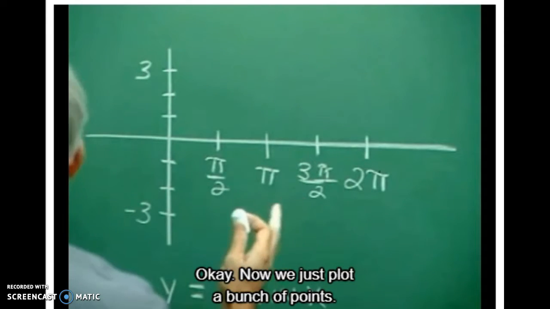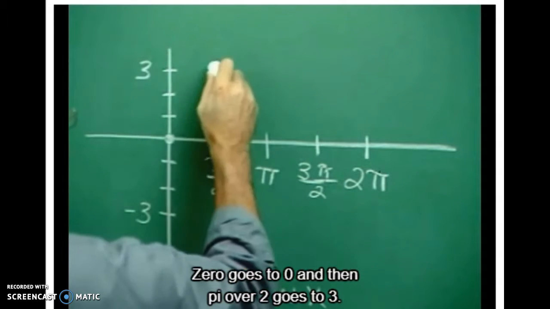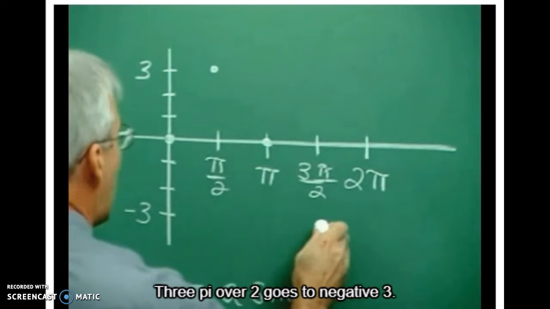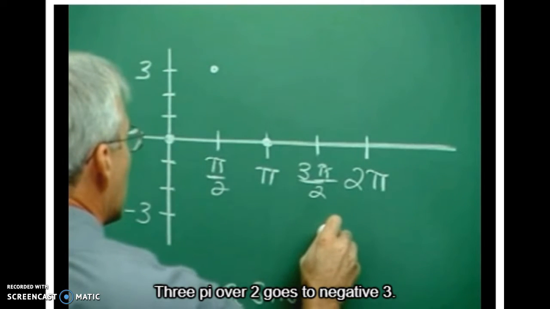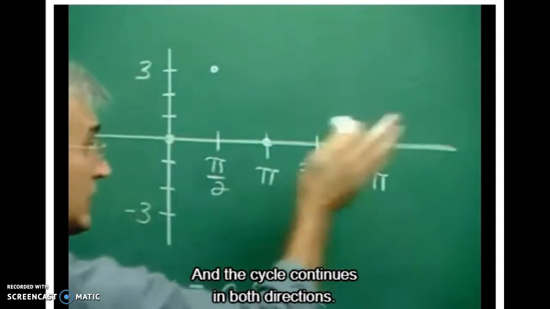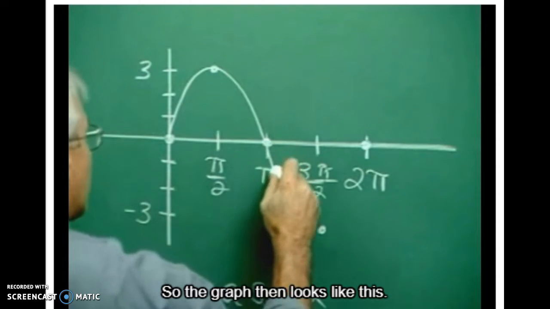Okay, now we just plot a bunch of points. 0 goes to 0, and then pi over 2 goes to 3. Pi goes to 0. 3 pi over 2 goes to negative 3. And then 2 pi goes back to 0. And the cycle continues in both directions. So the graph then looks like this.